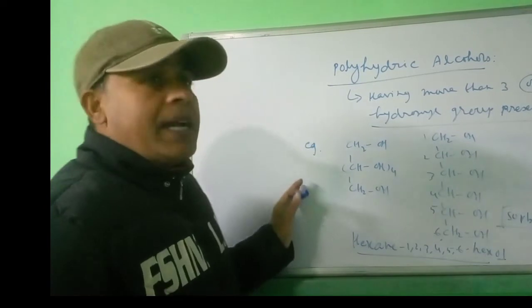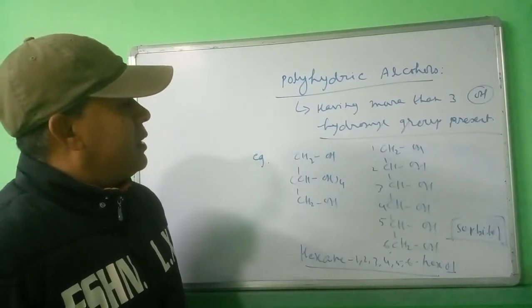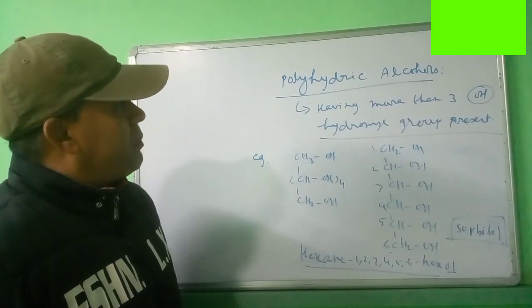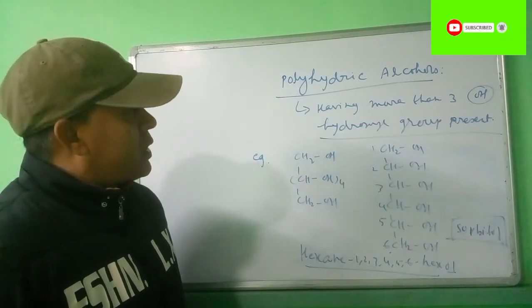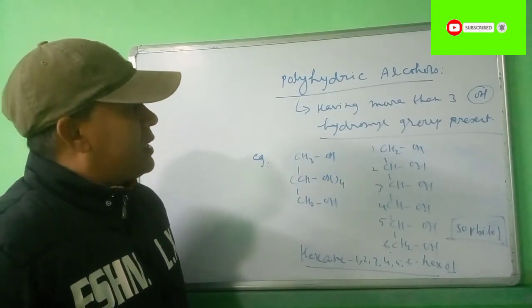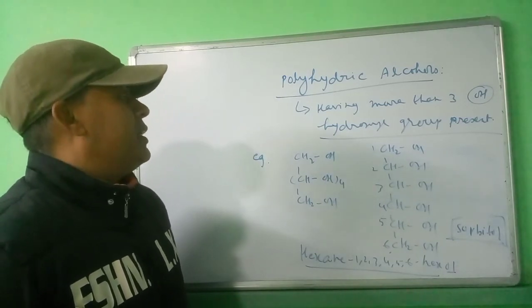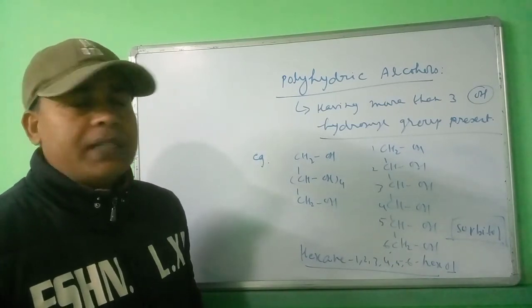Okay guys, in this way we can classify alcohols on the basis of the number of hydroxyl groups present in the compound. The first is monohydric, the second is dihydric, then trihydric, and then polyhydric. So more than 3 OH groups present in the compound make it a polyhydric alcohol.